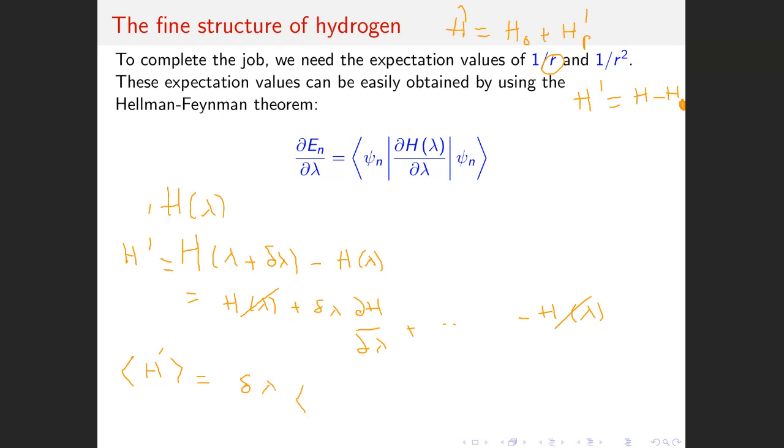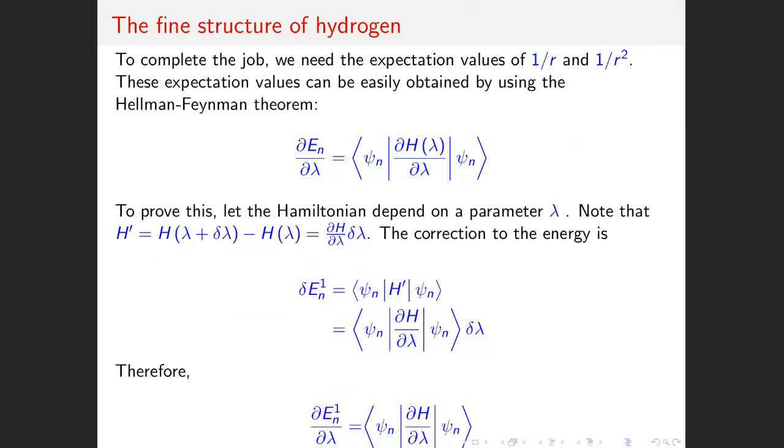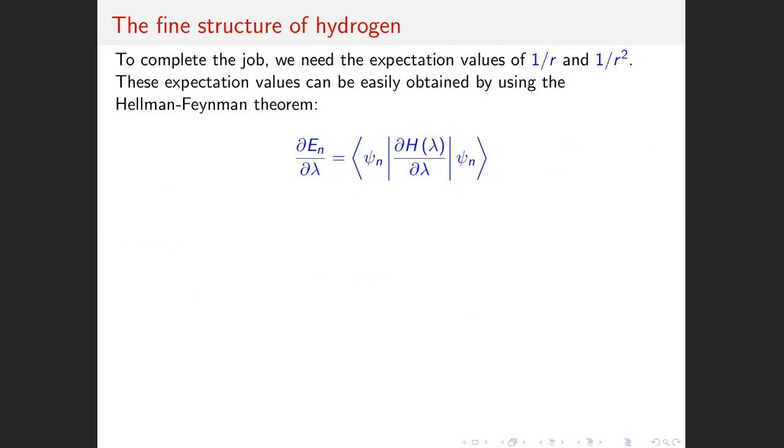But as I said previously, the expectation of this perturbed Hamiltonian, dH over d lambda, what I just showed, is just the first order correction. So I've shown that H prime is given by delta lambda from the previous slide, dH over d lambda. This gives you the correction.